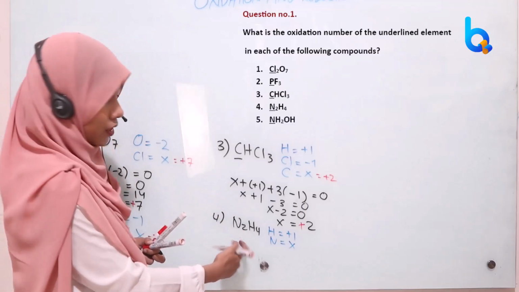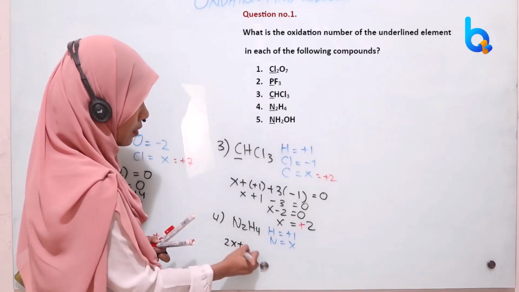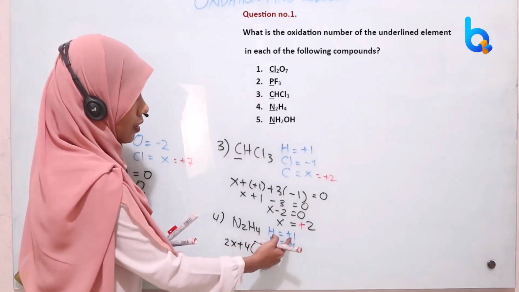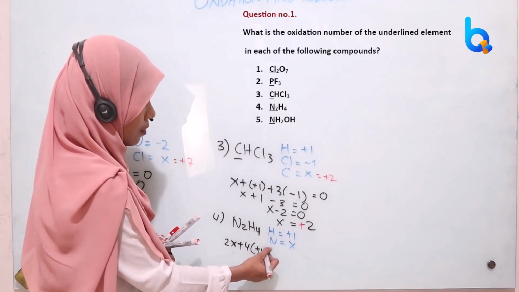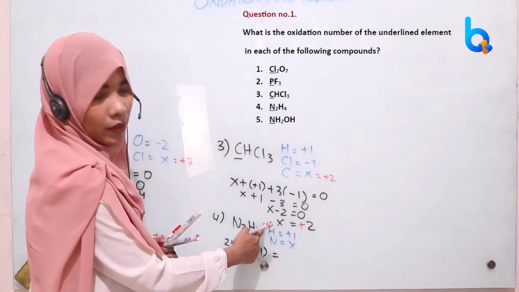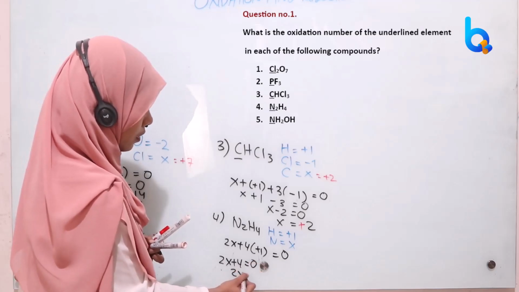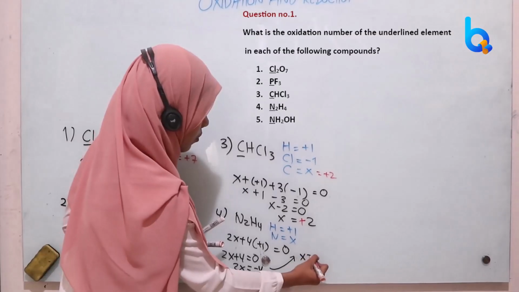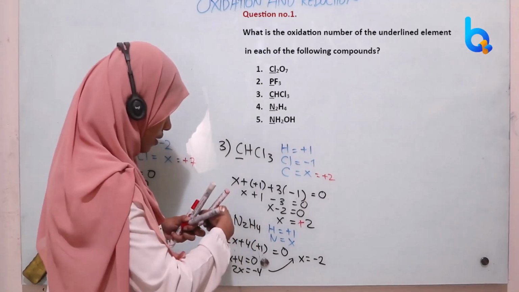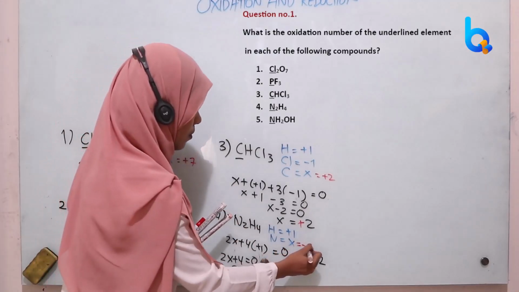There are 2 nitrogen here, so 2 times X, plus there are 4 hydrogen here. Each hydrogen has +1 oxidation number, so equals, this is a neutral compound, equals 0. So 2X plus 4 equals 0. 2X equals -4. X equals -2. Okay, so here the answer will be X equals -2, right?